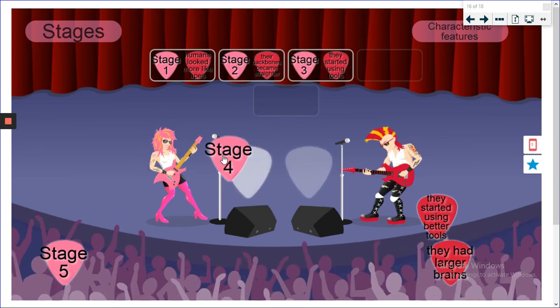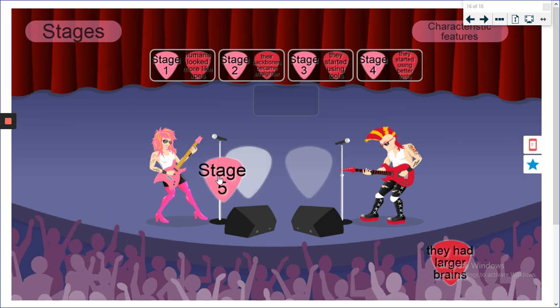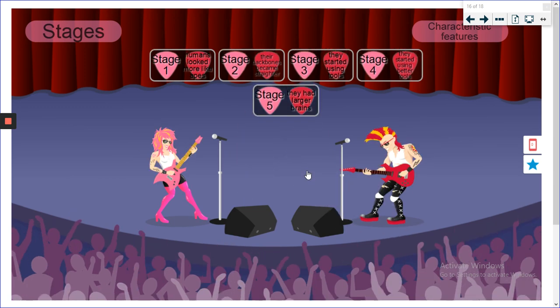Stage 5, Avlin. Stage 4. Let's see. Yes, correct. Clap for Avlin. Next, Marcia. Stage 5. They had larger brains. Yes. Clap for Marcia. Good job. Everyone got the right answer.